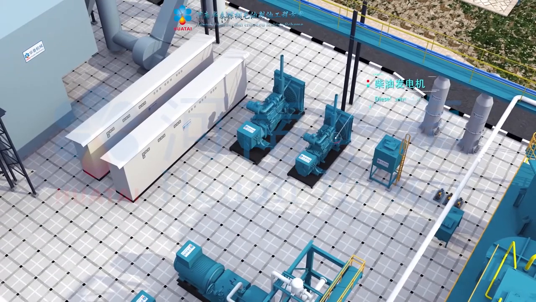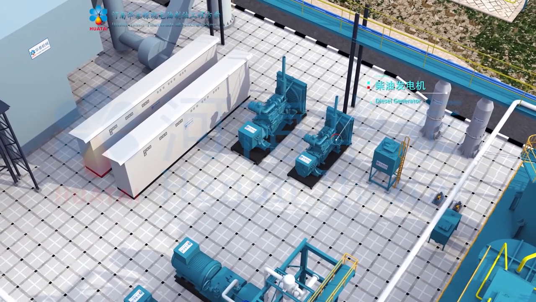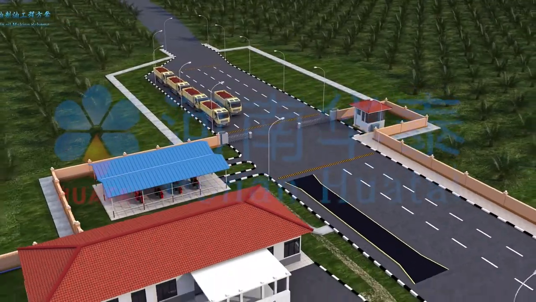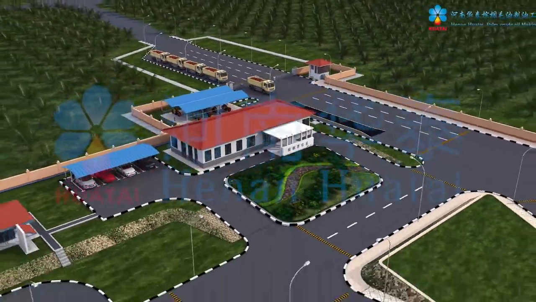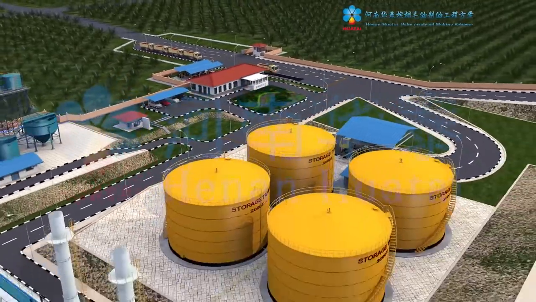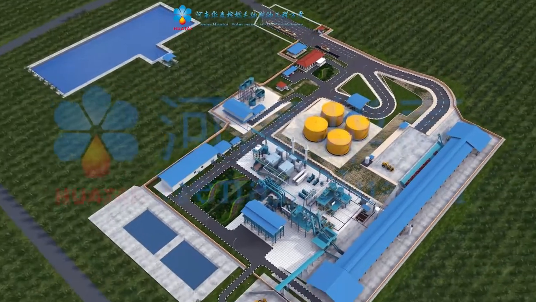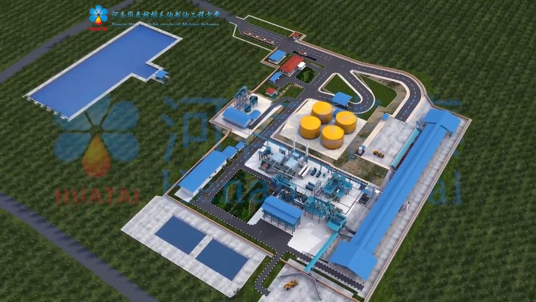Meanwhile, the plant is equipped with a diesel generator as standby application. The whole plant realizes electric power self-supply by product recycling, reduces production cost, and achieves environmental and efficient production targets.